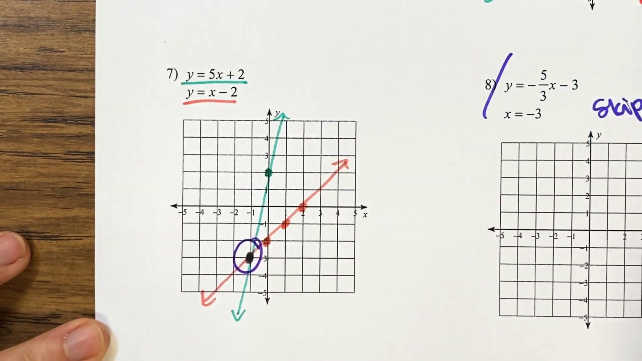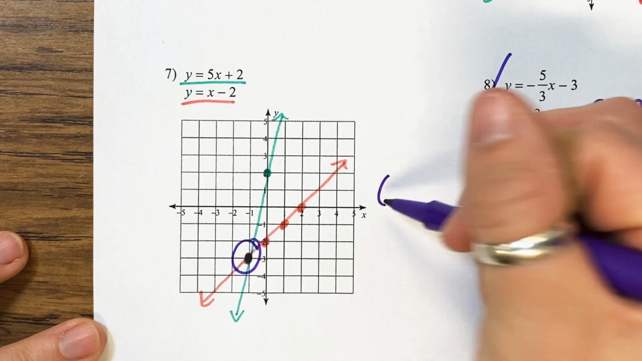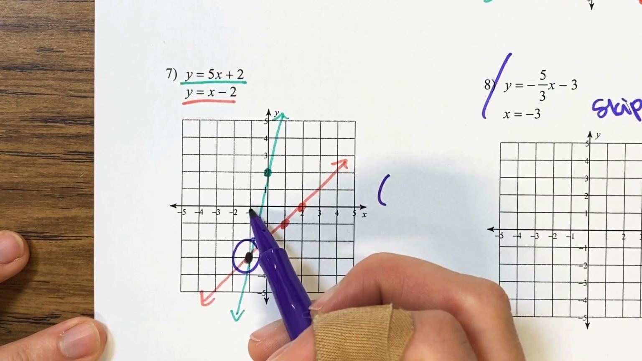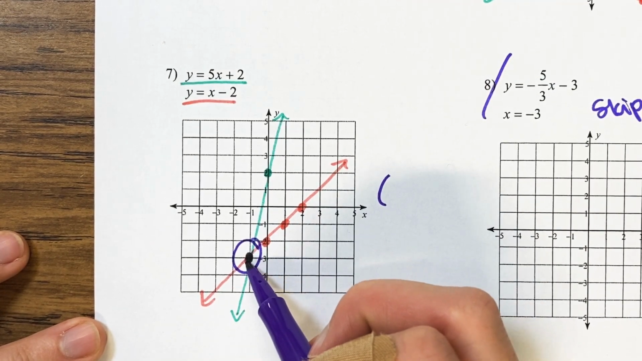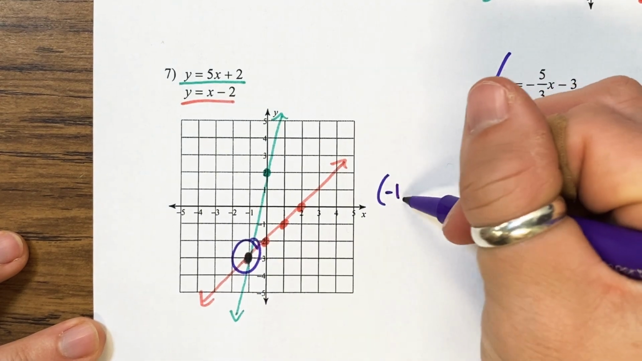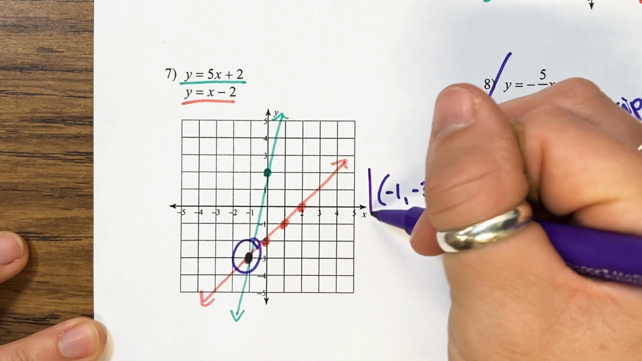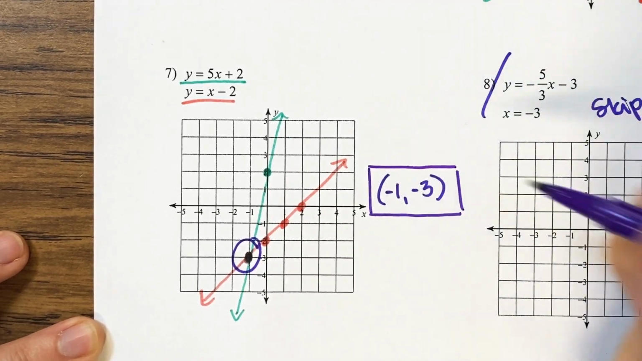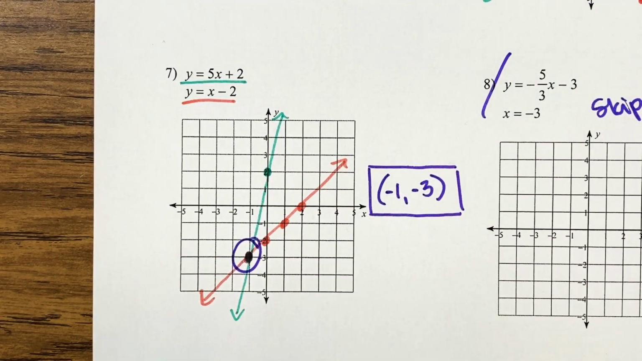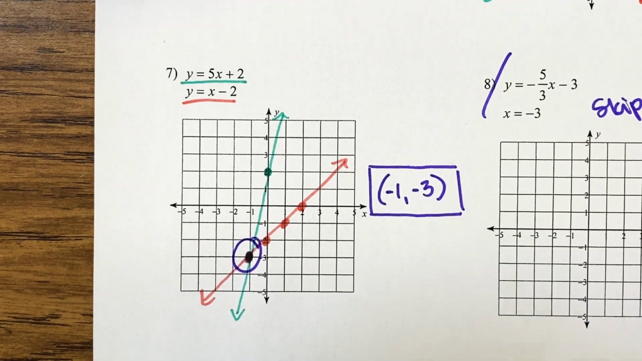Now let's write that as a coordinate point. That coordinate point is x is -1, y is -3. So (-1, -3), and that is our answer. Okay, those are your notes.